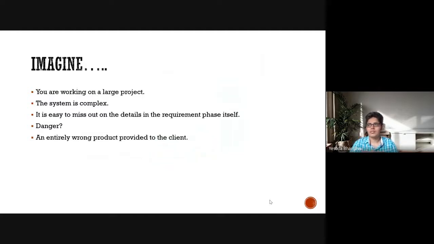So let's imagine a scenario in which you are working on a large project. The system is quite complex. So this would technically identify as a large-scale project. It is very natural to miss out on the details of the requirement phase. Again, depending on the scale of the project, the requirements would differ, and it is practically impossible to anticipate all the requirements in the initial phase, especially when the system you are developing is complex. So the danger of this would be that we end up designing an entirely wrong product and providing it to the client, so it doesn't really serve its purpose.